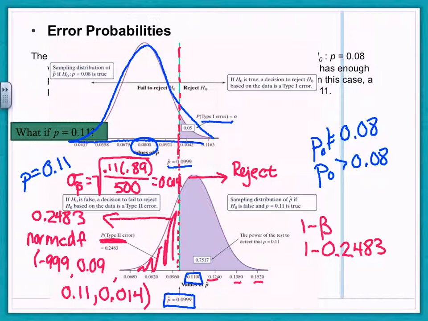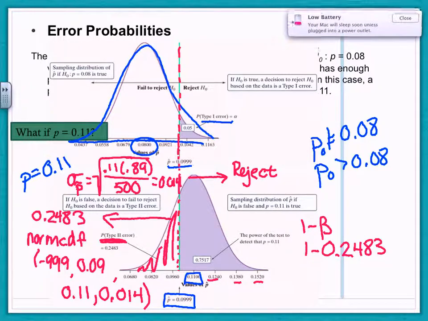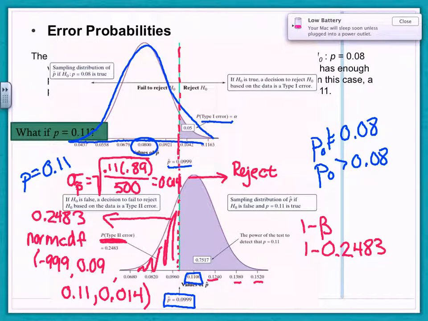If the power is close to 0, it's just going to tell you that the test had almost no chance of correctly detecting a false null hypothesis. Again, if the power is close to 0, it's telling you that the test had no chance or almost no chance of correctly detecting a null hypothesis that was false. Okay, we'll take those quick notes in class next class, but that is the end of this video.